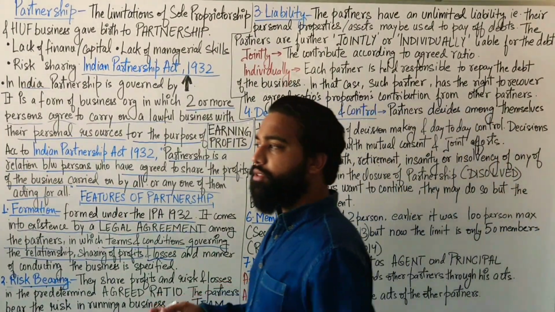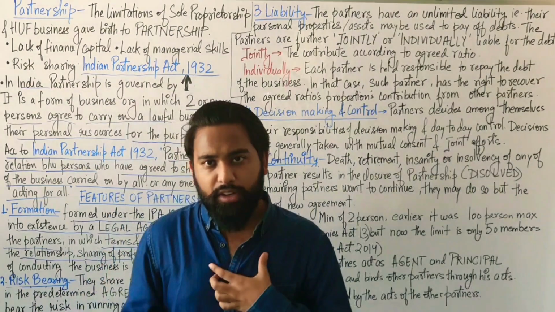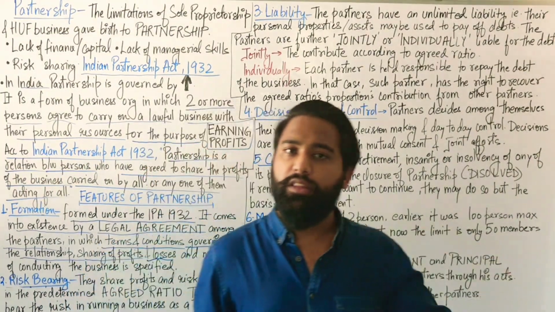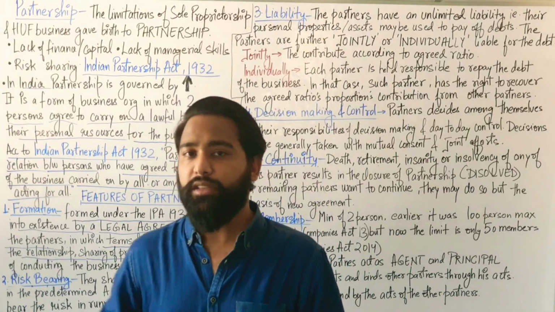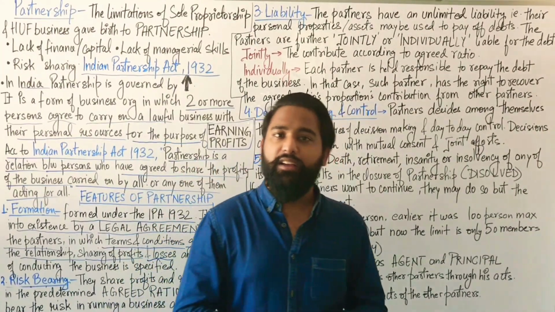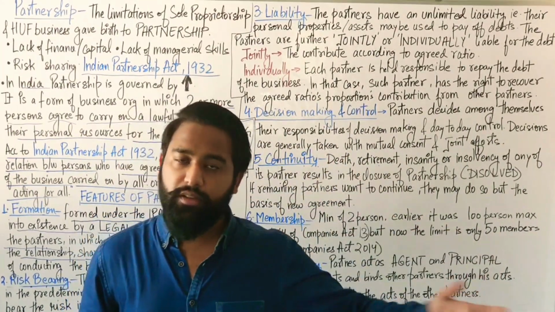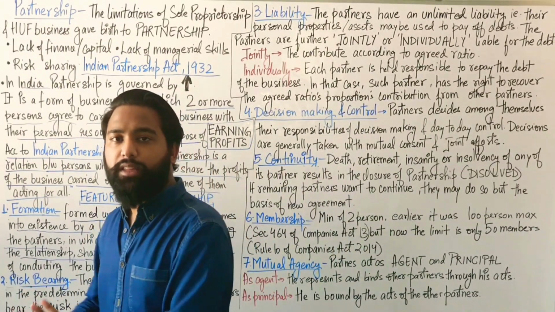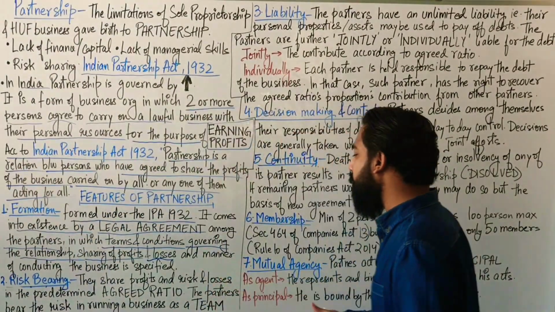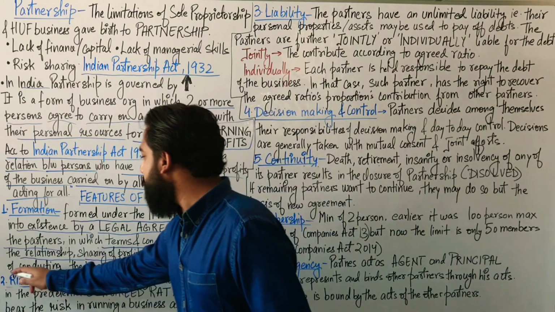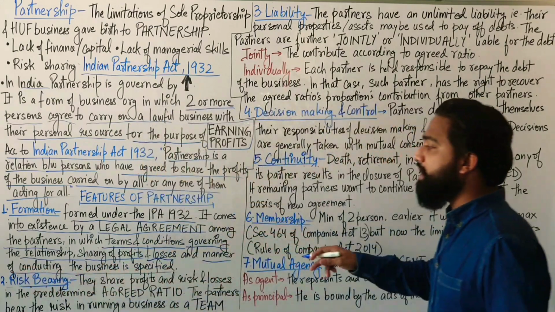Suppose there are two persons and they have decided that I will share 40% and you will share 60%. Now in that case, in the 1 crore, 60 lakh will be borne by one person and 40 lakh will be shared by the other person. Now, the manner of conducting the business is also specified.